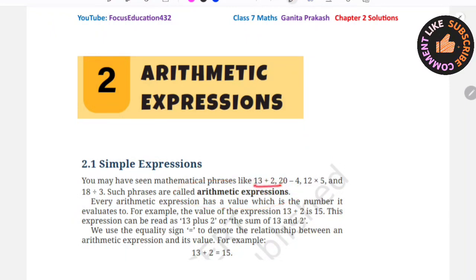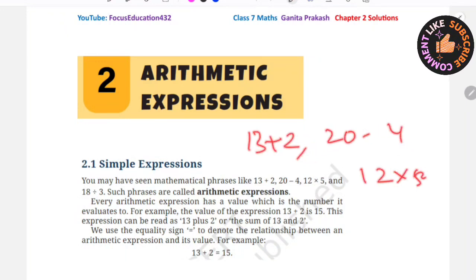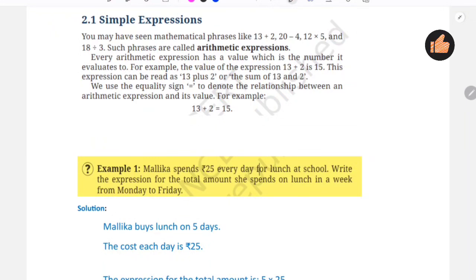For example, if you see somewhere like this, 13 plus 2, 20 minus 4, 12 multiplied by 5 or something like this, these are called arithmetic expressions. So every arithmetic expression will have a value. If you say 13 plus 2 on the left side, this is equal to what? 15. So what is 15 here? 15 is the value, right? So 13 plus 2 is on the left hand side and 15 is on the right hand side, and this is the value of the arithmetic expression.